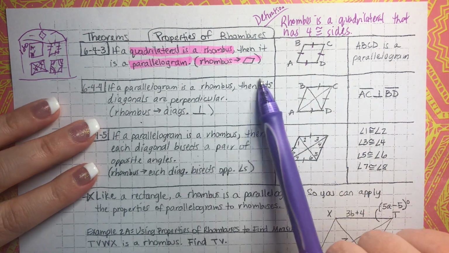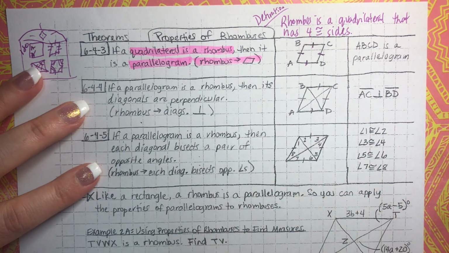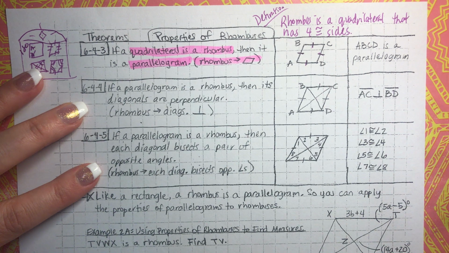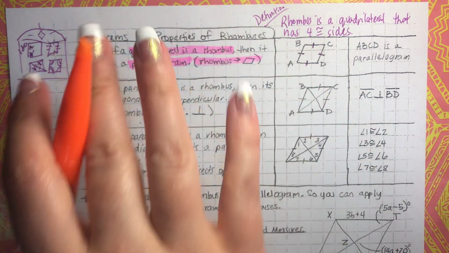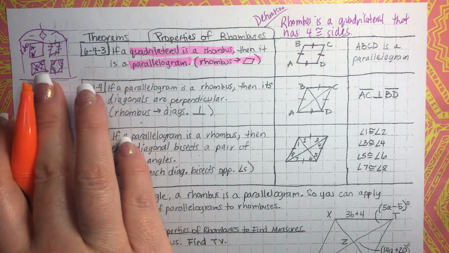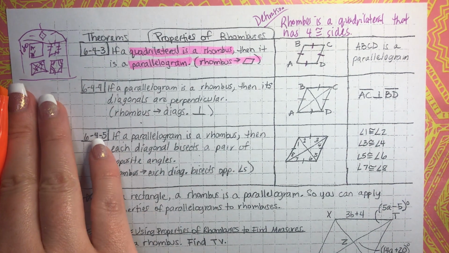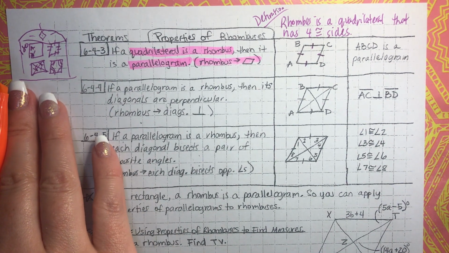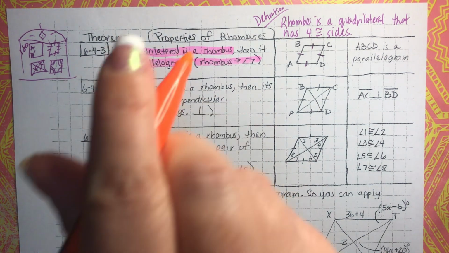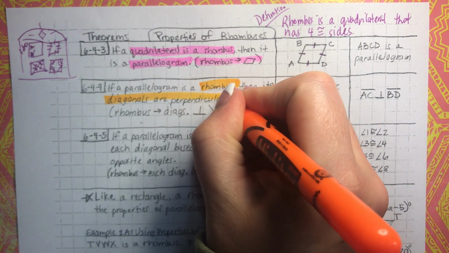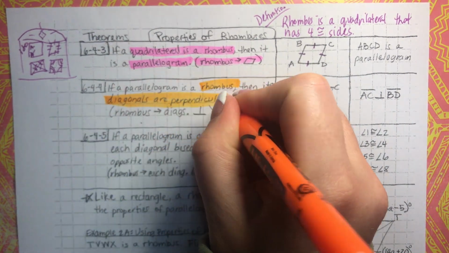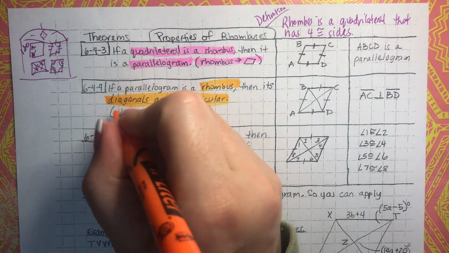Okay, what else? If a parallelogram is a rhombus, then its diagonals are perpendicular. Ooh, that's fun. So with parallelograms, the diagonals bisect each other. With a rectangle, the diagonals are congruent, and now with a rhombus, the diagonals are perpendicular. Ooh, that's going to be fun. If it's a rhombus, the diagonals are perpendicular.